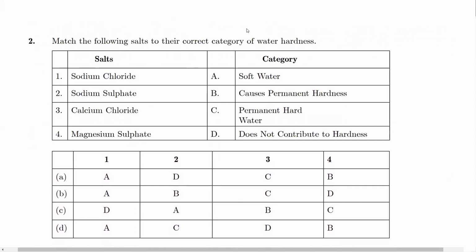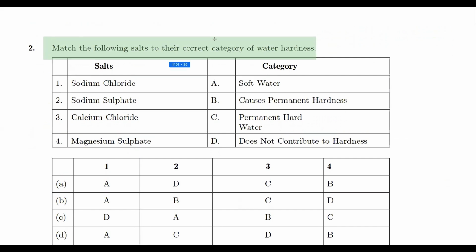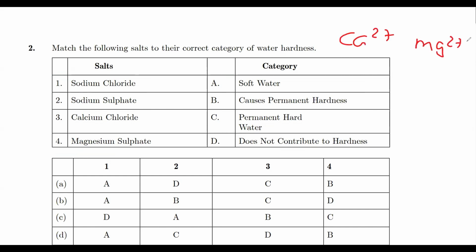In the second question, what you can see here is that this is from the chapter Carbon Compounds, right? And I can see that this is regarding soft and hard water. That means it has to be from soap and detergent. Now figure out, these are the salts given and they are talking about the hardness of water. So first thing that I can see, what we know is that calcium and magnesium ions are responsible for the hardness of the water.